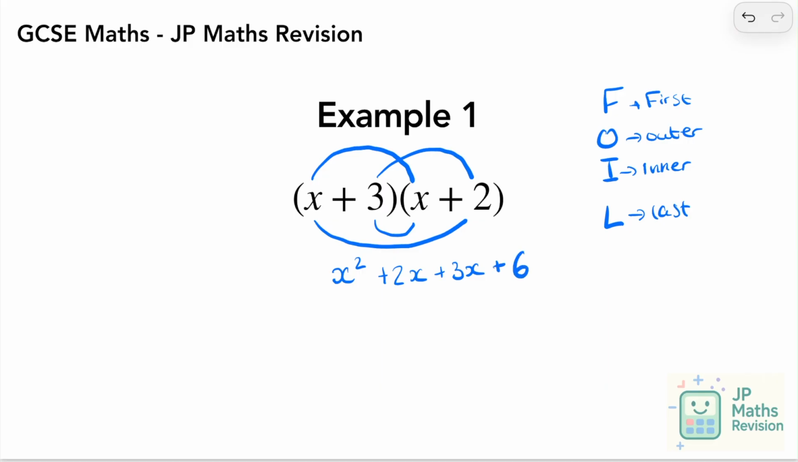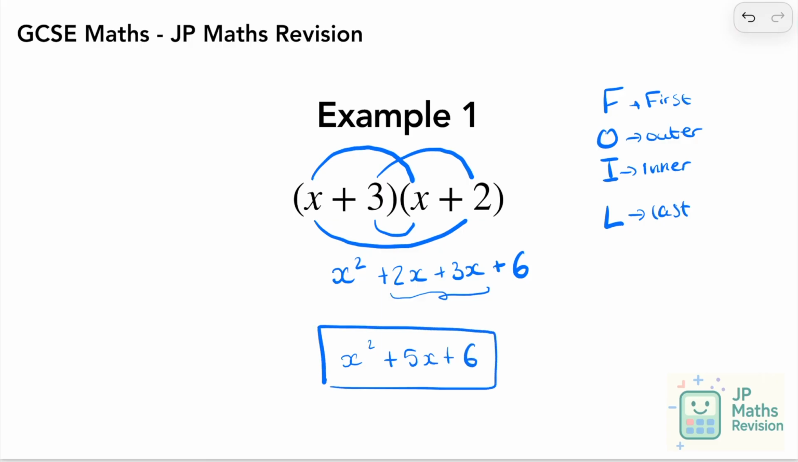So you have x squared plus 2x plus 3x plus 6. However, we must simplify. So we have like terms in the middle, so 2x plus 3x. So the answer to this question is going to be x squared plus 5x plus 6. Okay, and that is the final answer.